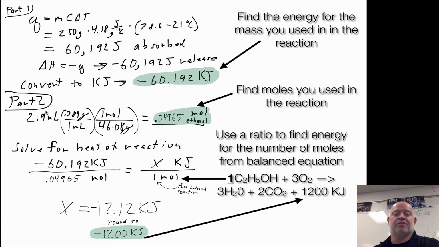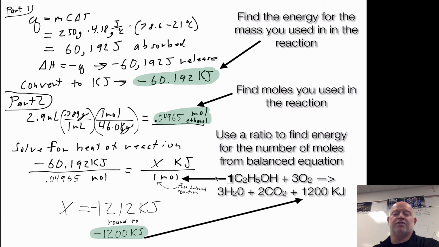In part 2, I took the thing that was reacting and found the moles of it that were used, because I need these 2 numbers to compare. This is the energy released when this many moles of ethanol are burnt. I set them over top each other, with my energy released and my moles being used. I went to my balanced chemical equation, and it was a 1 to 3 to 3 to 2 ratio, so the 1 was here. That's why I have a 1 here. I'm going to solve for the X, or the energy available for 1 mole's worth.